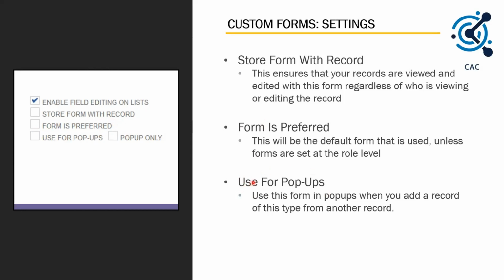And then this use for pop-ups field, if you're going to create a transaction or a record from another record. So you use this in pop-ups when you add a record of this type from another record. So let's say, for example, you're on a sales order and you go to the customer field and you want to add a new customer on the fly, you can use the little up arrow. It's a little pop-up, and that pop-up opens up a window, and it has all of the information that you need to enter a new customer record. So this is where you would say which form you want to specify for that purpose. And then you can also say only use this form for pop-up, for example.